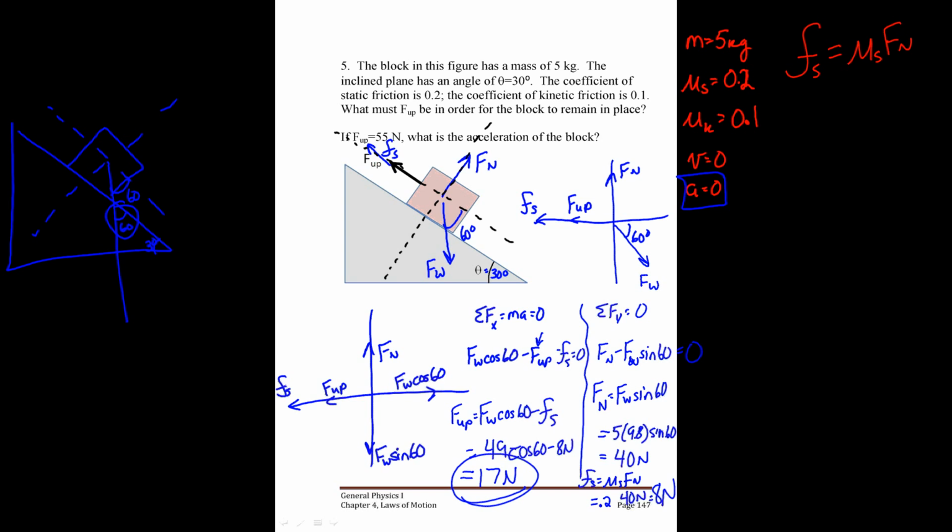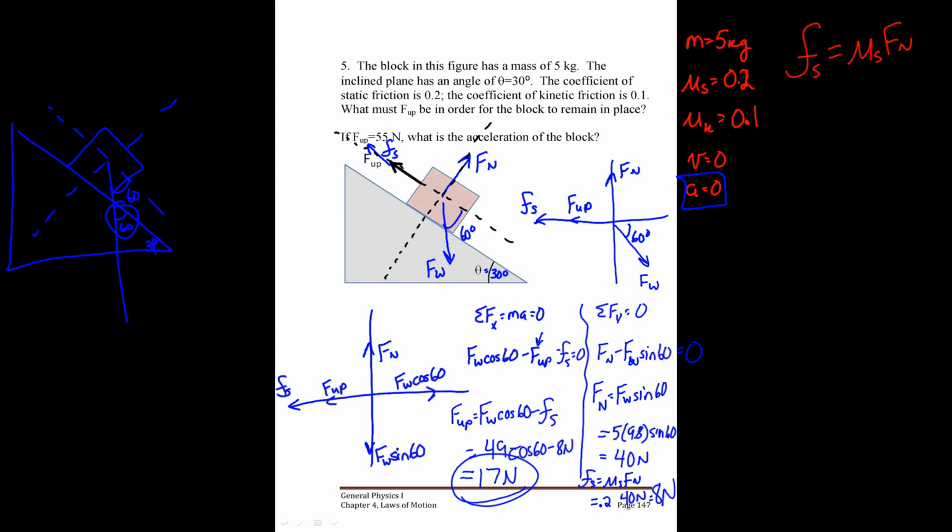And now this problem is quite a bit different. It's going to be a little more complicated. But my first question I want to ask myself is, what is the direction of the frictional force? Now the direction of the frictional force always opposes the direction of motion. So you ask yourself the question, well, if F up is 55 newtons, what is the direction of the motion?